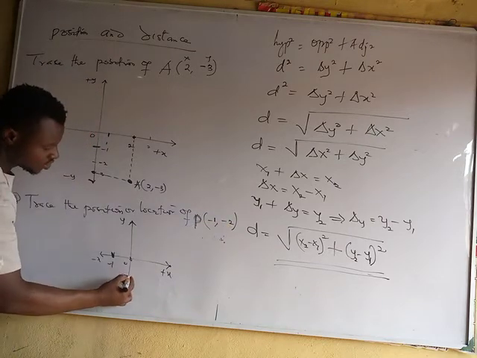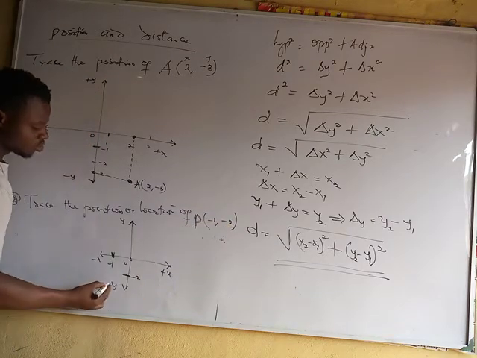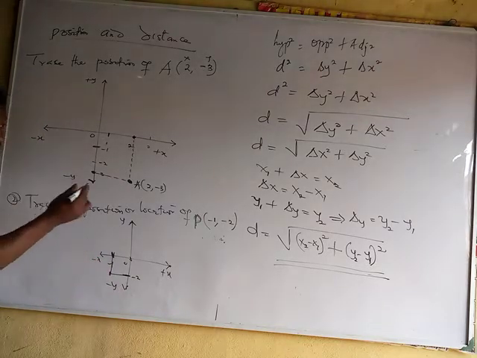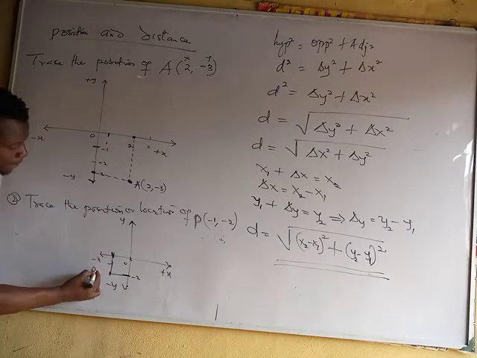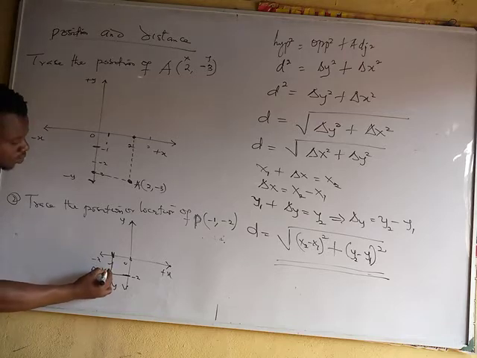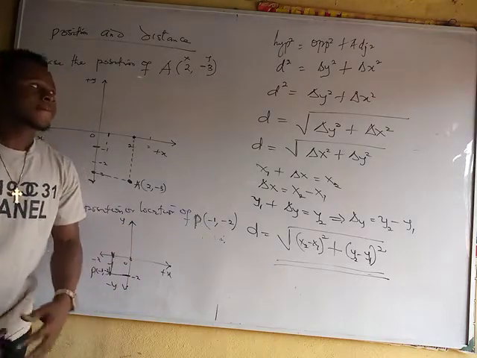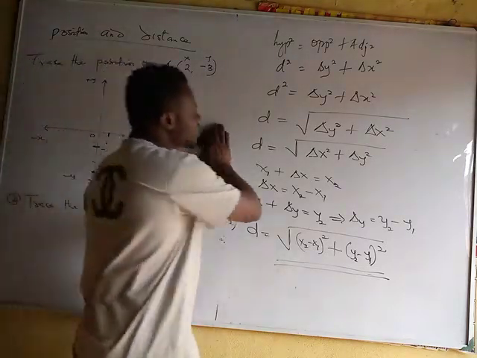We can find it in the negative side. So this is where both of them are going to meet. When they meet there, we are going to call it P, minus 1 and minus 2. So to trace the position depends on the S and Y.